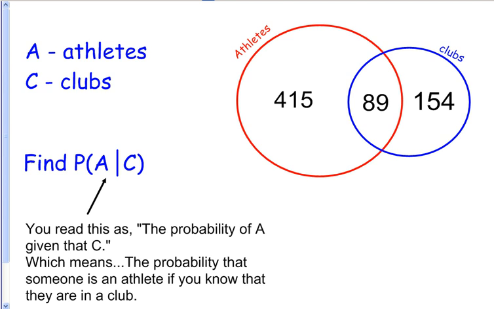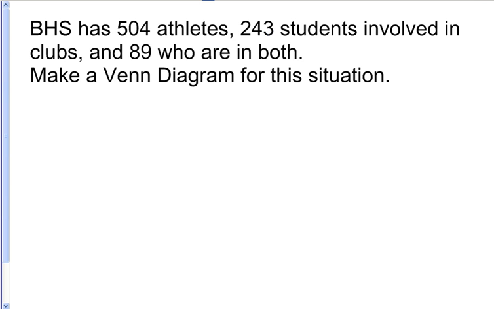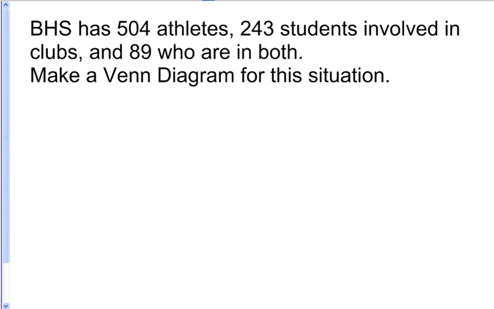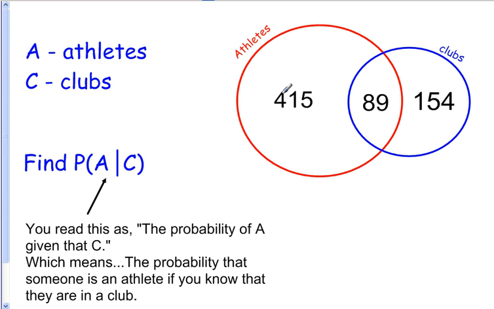So my Venn diagram looks like this. There are 89 in the middle, and then the 154 comes because in this blue circle for clubs, that has to add up to 243. So I wouldn't put a 243 here. I'd actually put a number here that makes 89 plus 154. That ends up being 243. So this whole blue circle adds up to 243. And the whole red circle adds up to 504. So basically we did 504 minus 89, that gave us 415. And 243 minus 89, that gave us 154.